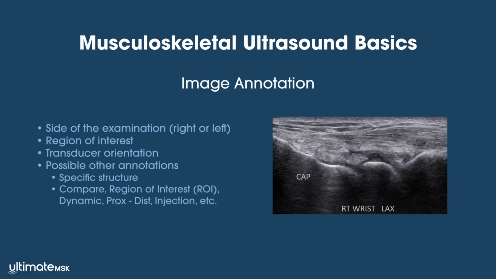The final topic to discuss is image annotation. Most mid to high-end ultrasound machines offer annotation presets to streamline labeling of images. In my opinion, images should be clearly labeled so that anyone familiar with musculoskeletal ultrasound can easily interpret them. This typically includes information regarding the side, such as right or left, the region being evaluated, and the orientation of the image, such as short or long axis.